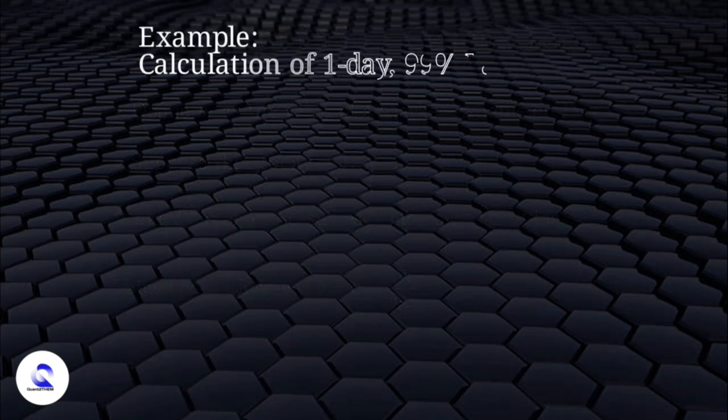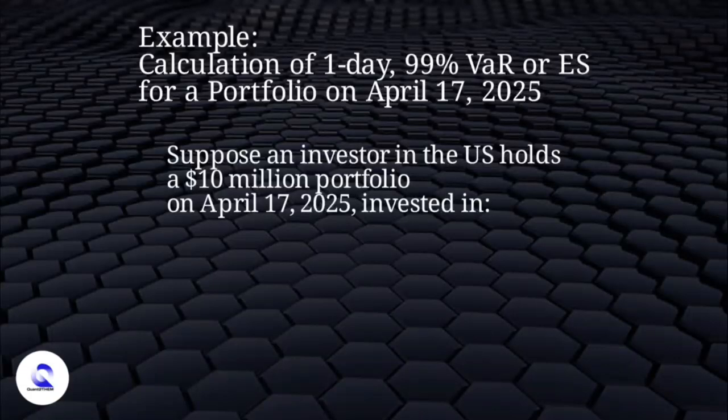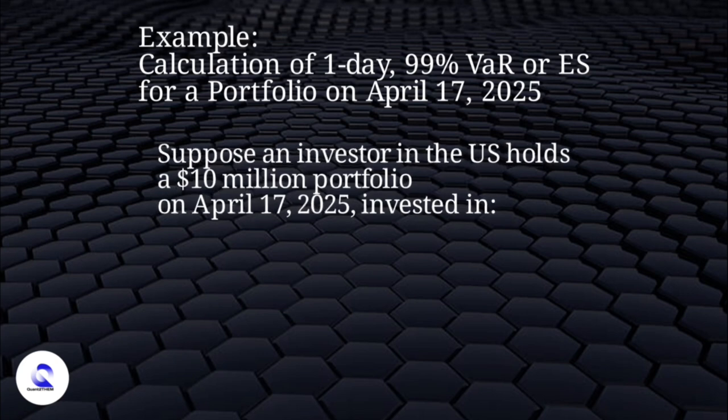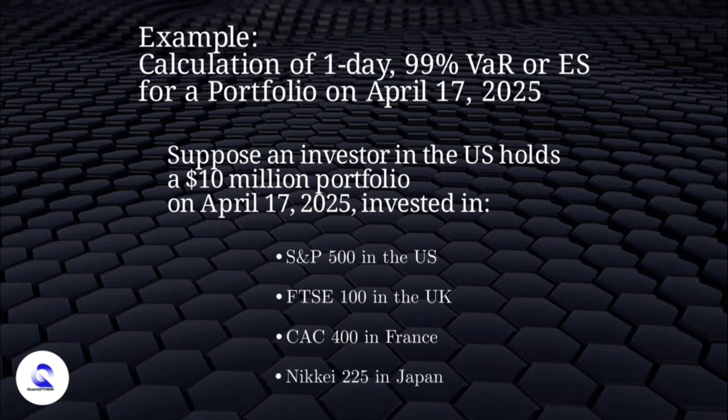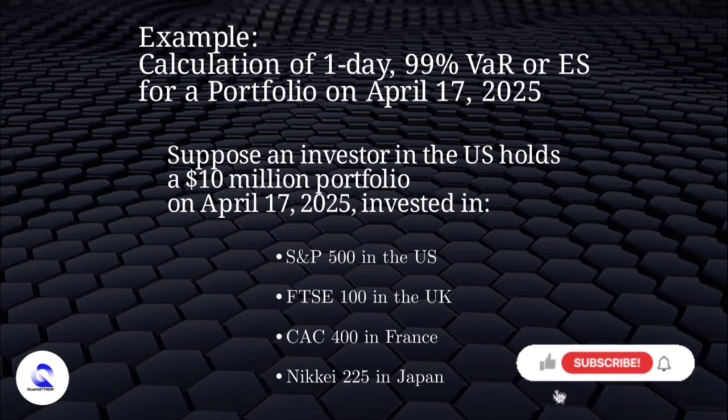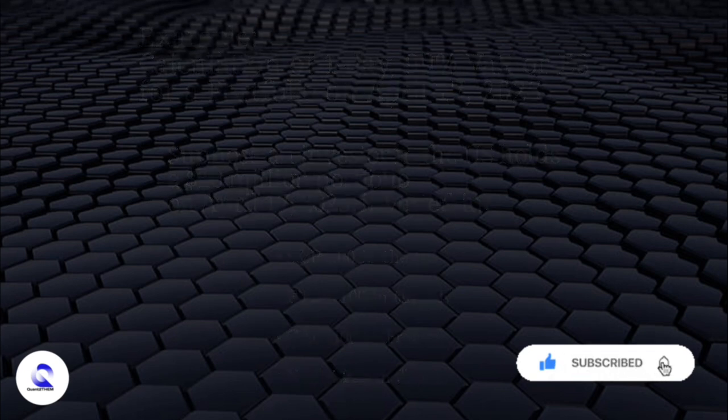Let's walk through a practical example. Suppose an investor based in the US holds a 10 million portfolio on April 17, 2025. This portfolio is diversified across major global indices: the S&P 500 in the United States, the FTSE 100 in the United Kingdom, the CAC 40 in France, and the Nikkei 225 in Japan. Our goal is to estimate the one-day 95% value at risk and expected shortfall using historical simulation. This setup reflects a realistic scenario where market risk arises from combined movement across multiple global markets.